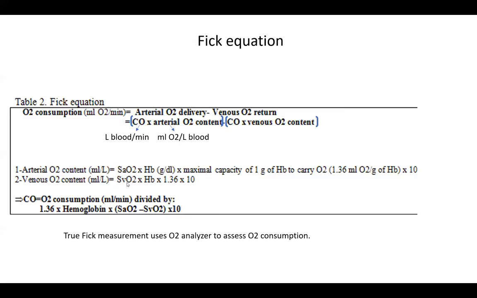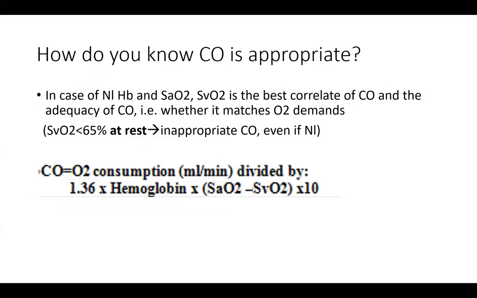So if you're severely anemic, let's say somebody with a hemoglobin of 7, your mixed venous O2 will be low. So that doesn't correlate with cardiac output anymore. Same with somebody who's hypoxic, 80%, then of course the mixed venous O2 will be low and doesn't correlate well with cardiac output. So keep that in mind.